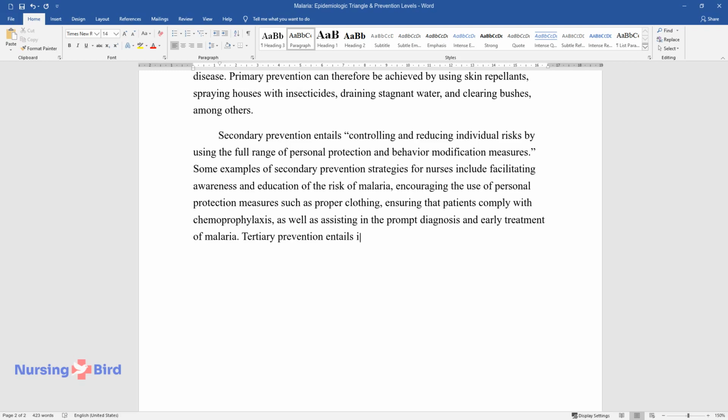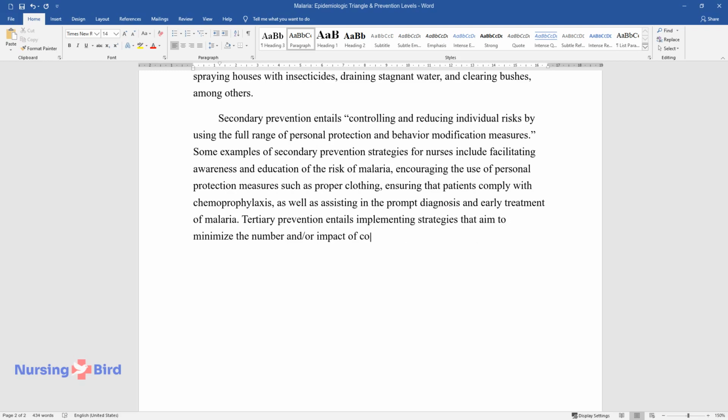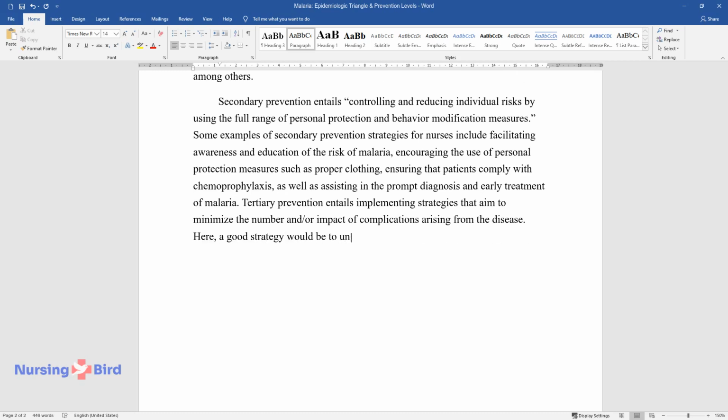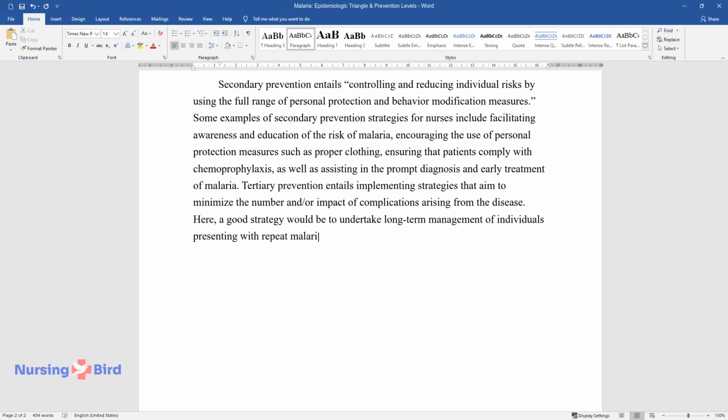Tertiary prevention entails implementing strategies that aim to minimize the number and/or impact of complications arising from the disease. Here, a good strategy would be to undertake long-term management of individuals presenting with repeat malaria complications.